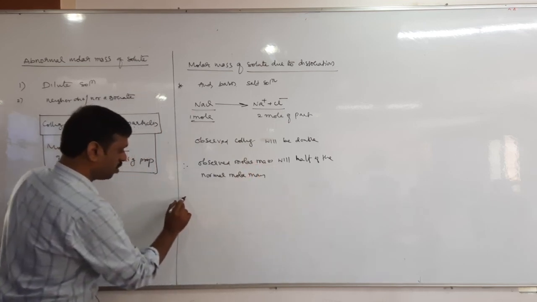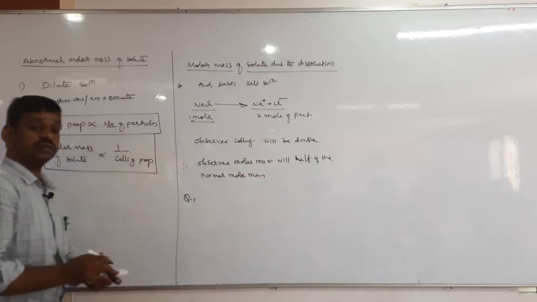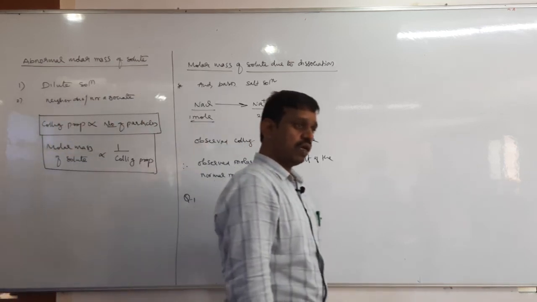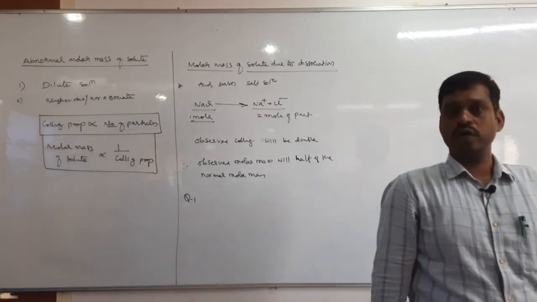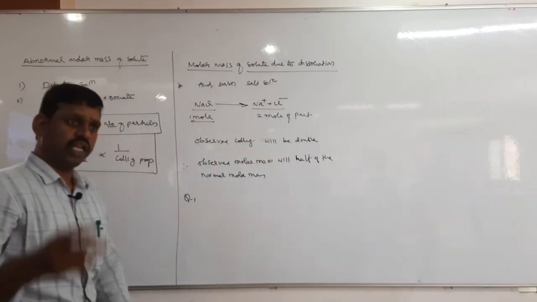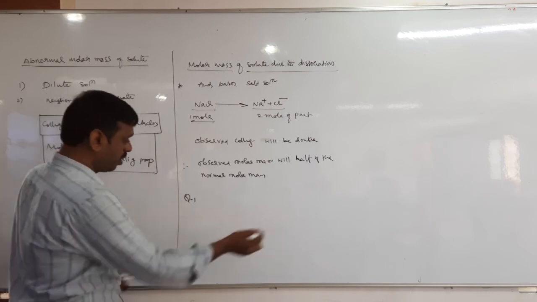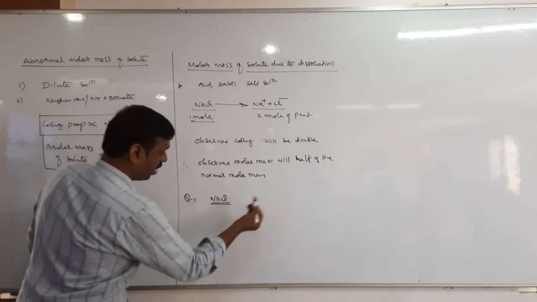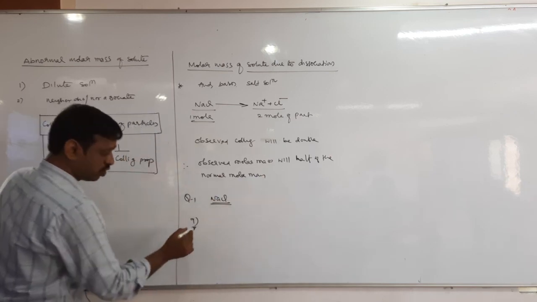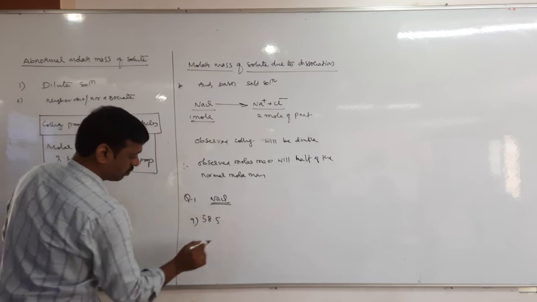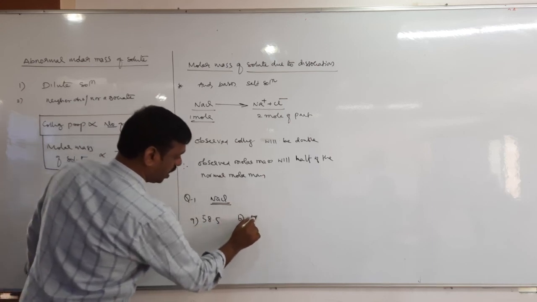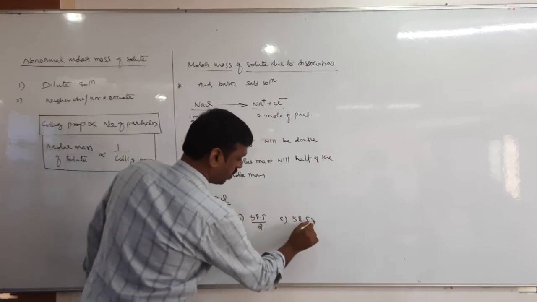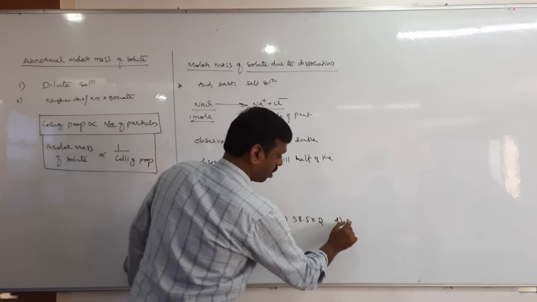For example, can you answer this question? The molar mass of sodium chloride calculated by any colligative property will be: option A, 58.5; option B, 58.5 by 2; option C, 58.5 into 2; option D, none.